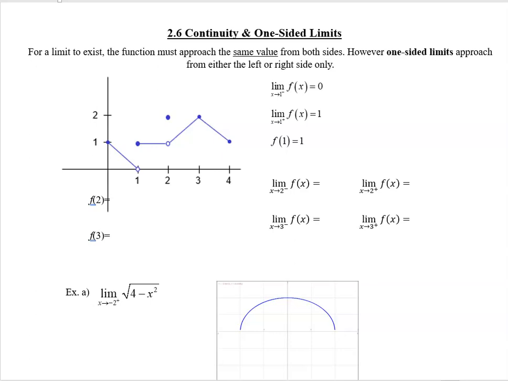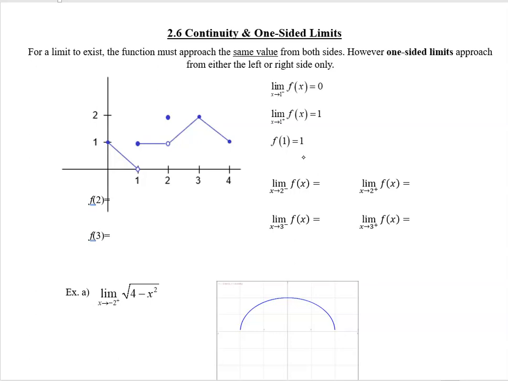The section on continuity also includes a little bit of a discussion on one-sided limits, and I know we've talked about one-sided limits already, but I want to be a little bit more formal about it in this section. So remember that in general, for a limit to exist, the function must approach the same value from both the left side and the right side.